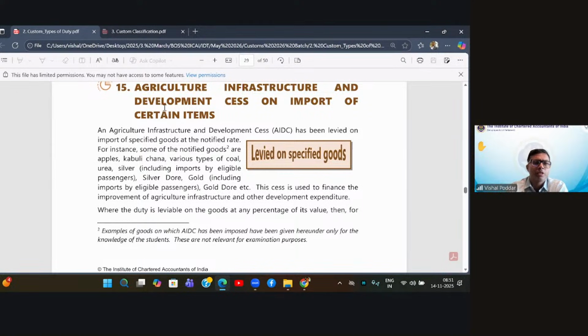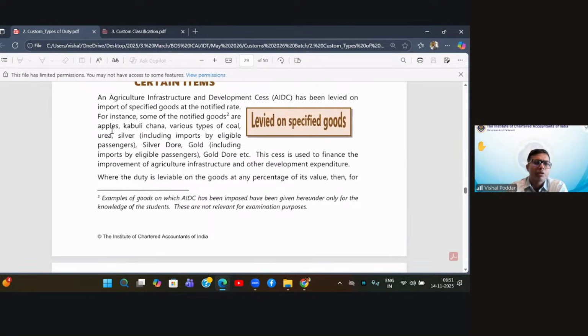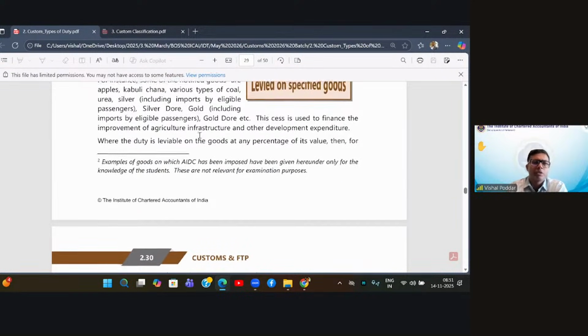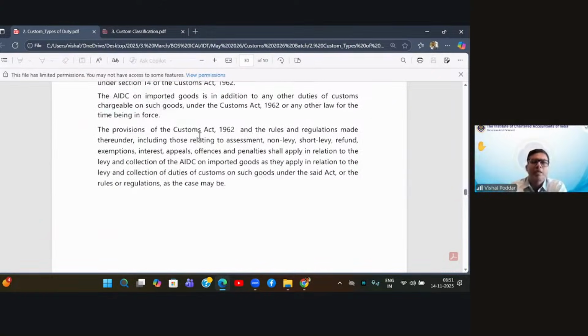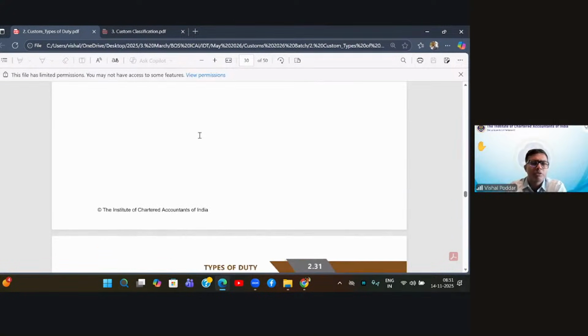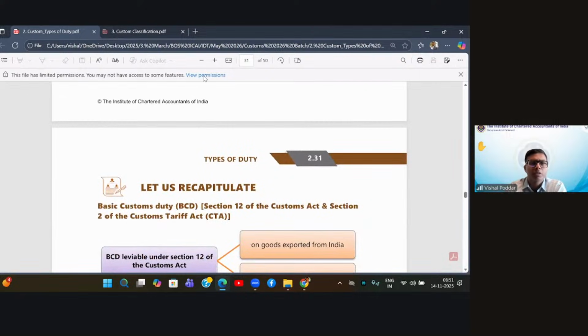What are these goods? The list has been provided. So they are goods like apples, Kabuli chana, various types of coal, urea, silver, etc. So on these goods, there is an additional duty called the agriculture development cess. So these are the various duties which are levied under the customs law.